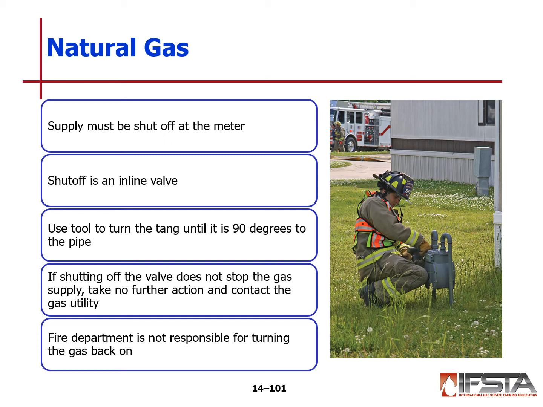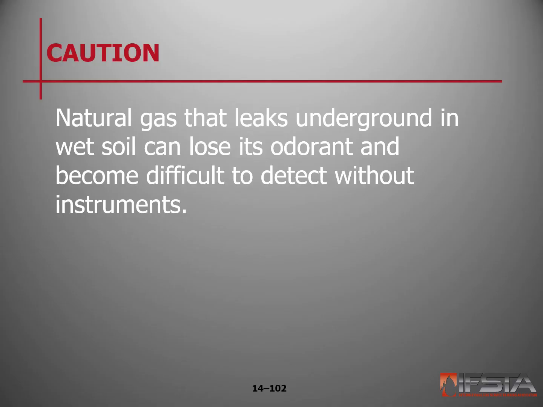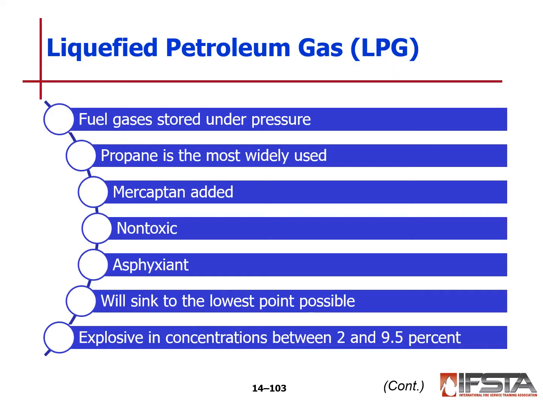And a safety note here: when you turn off natural gas at the meter, the gas company needs to turn it back on because there may be appliances that have pilots that need to be relit and checked and things like that. Again, a caution: natural gas that leaks underground and around wet soil can lose the odorant smell and may become more difficult to detect without instrumentation.